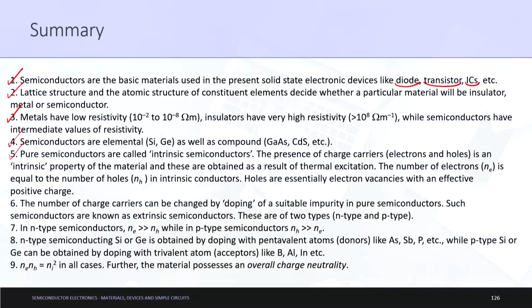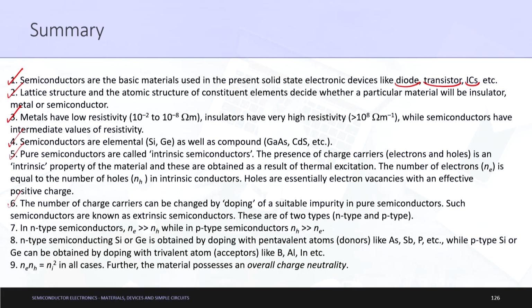So, the number of electrons Ne is equal to the number of holes in intrinsic conductors, but that is not the case in extrinsic semiconductors. Holes are essentially electron vacancies with an effective positive charge. So, electrons have negative charge, holes have positive charge. The number of charge carriers can be changed by doping of a suitable impurity in pure semiconductors.